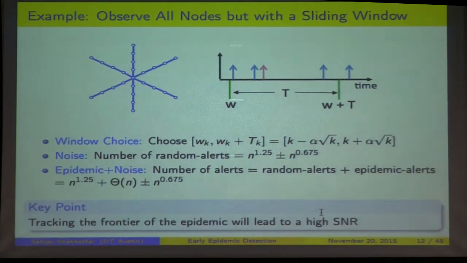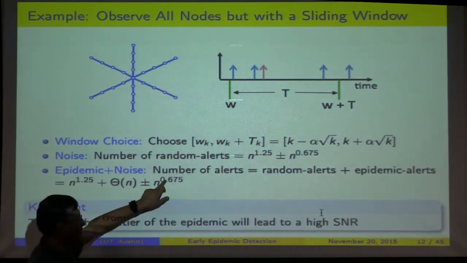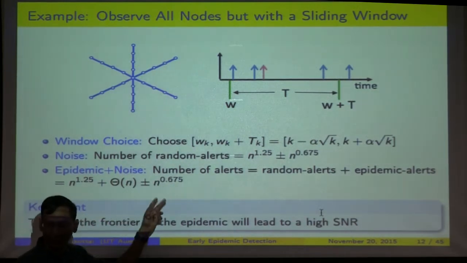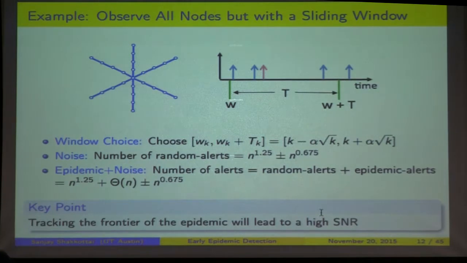So this says one more thing. You really don't even need to see the entire network being infected, which is theta n. You need slightly more than 0.675 exponent, which comes to the point, you want to detect early. You don't want to wait till the whole network is infected and figure things out.